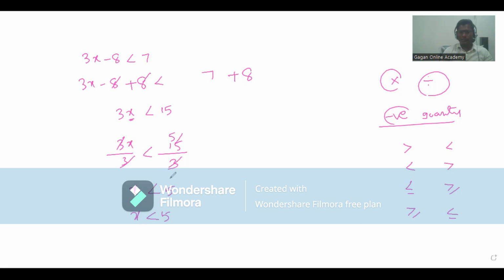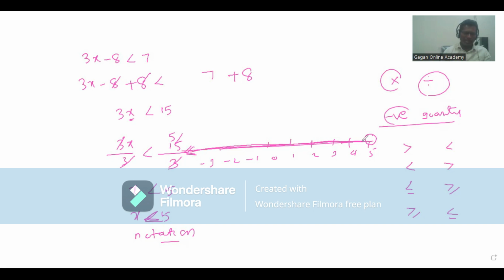We have to write this solution in interval notation form. How do we write it? Here 1, 2, 3, 4, 5. This side 0, minus 1, minus 2, minus 3. Here the given x value is less than 5. So here is 5. Here we don't have any equal symbol. That's why we have to put an open circle. Less than means we have to move to the left side. So I am moving left. I don't know the ending point. So this shaded portion will give us the solution set for this given inequality.